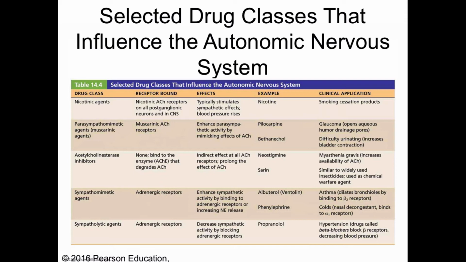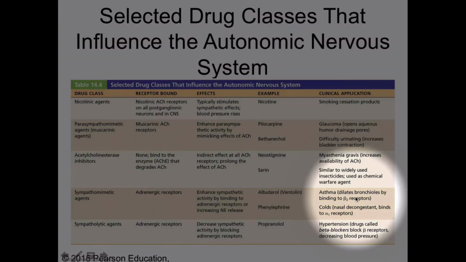I'll move on to acetylcholinesterase inhibitors. There's a drug for that. An example of the class is sarin, which is used widely as an insecticide. Yes, it kills insects. But it was also used in times prior as a chemical warfare agent, and yes, people did die from it. Albuterol has been used for someone who's asthmatic. It dilates the bronchioles by binding to those beta-2 receptors I just mentioned.